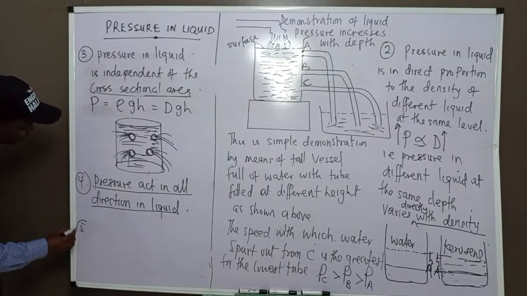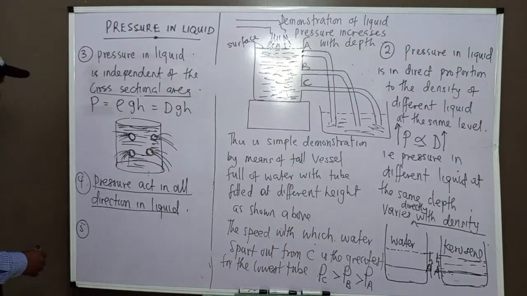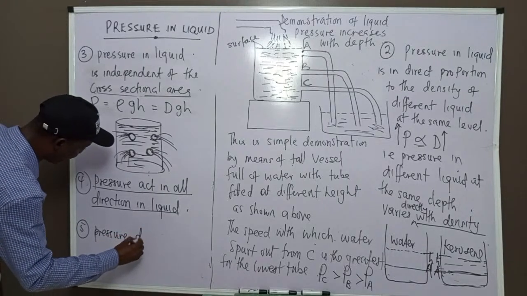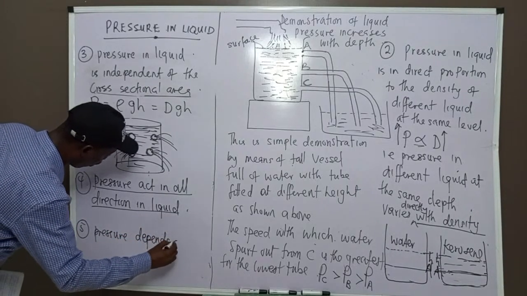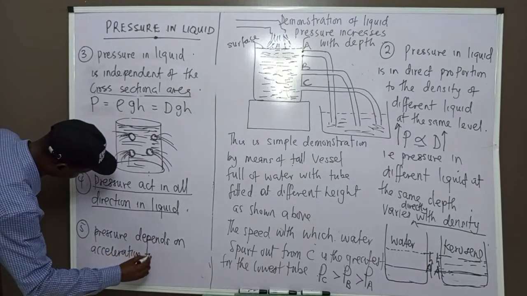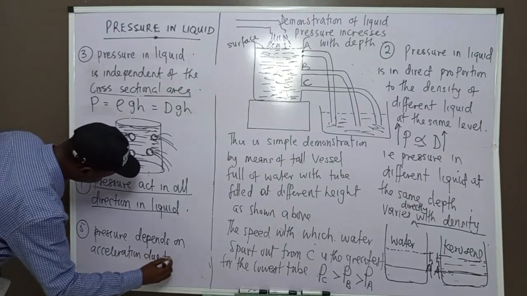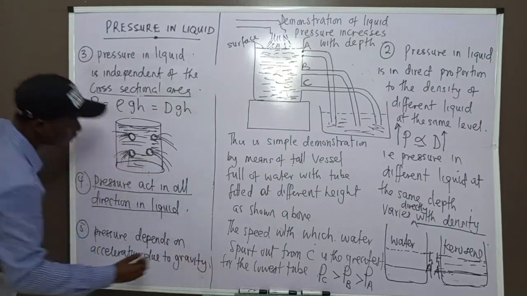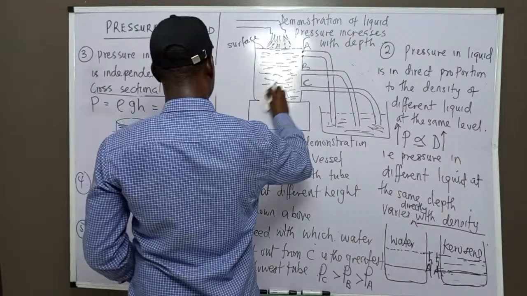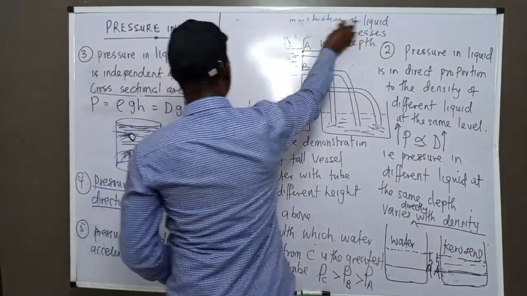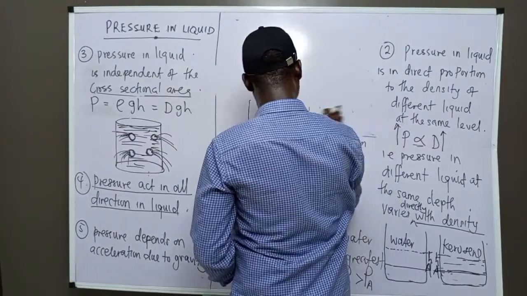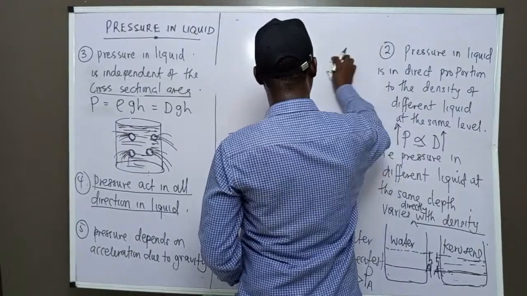Then the number 5 one I will give is that pressure depends on gravity, acceleration due to gravity. So if you check the formula now, I've given everything that we need to know. If you check the formula, you can actually bring 3 things out from that formula. What can you bring out from that formula?